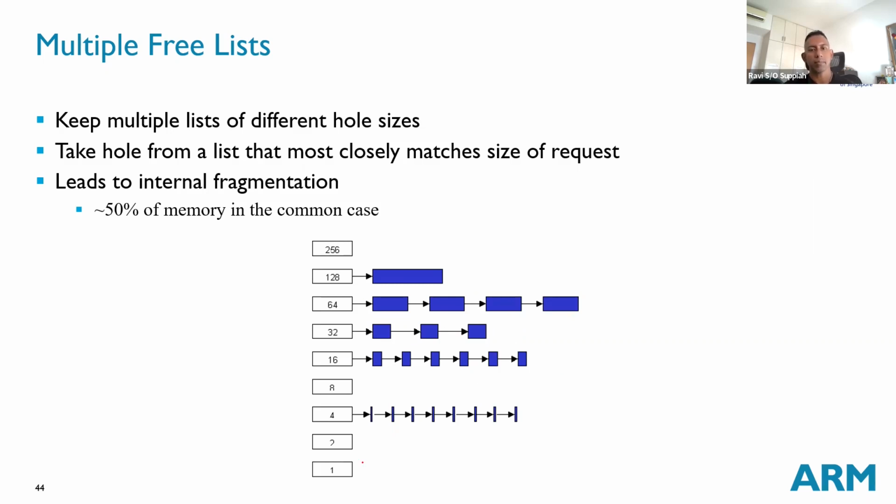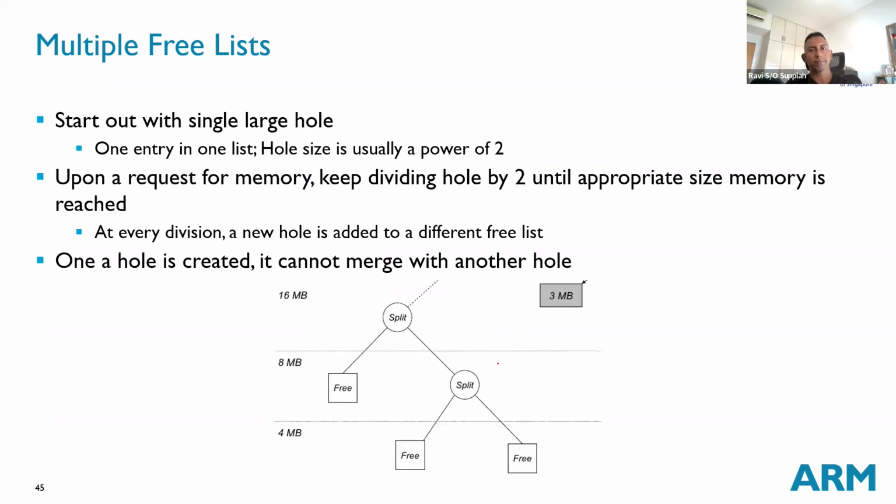All right, so in this example, you have a list of 64 bytes of memory, a list of 32 bytes of memory, and so on. Whenever I have a request, I immediately allocate based on the closest size that fills the requirement. Okay, so that is one way of doing it.